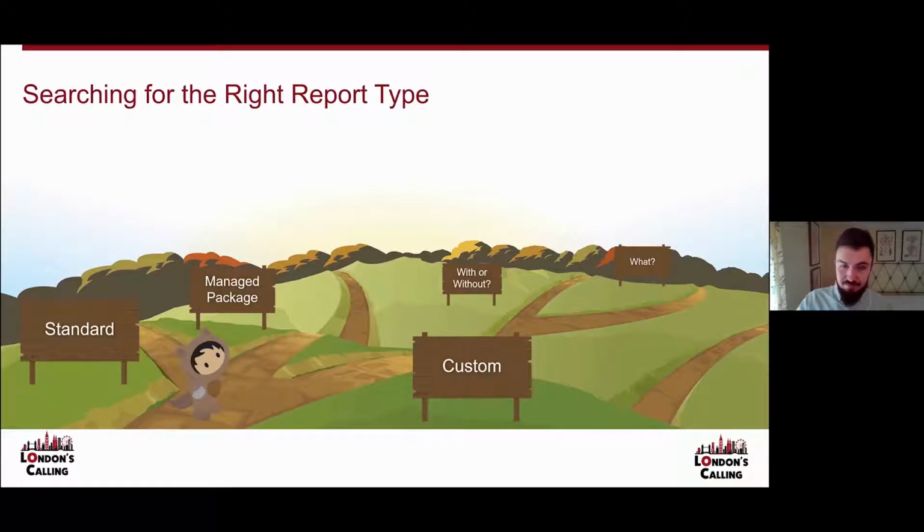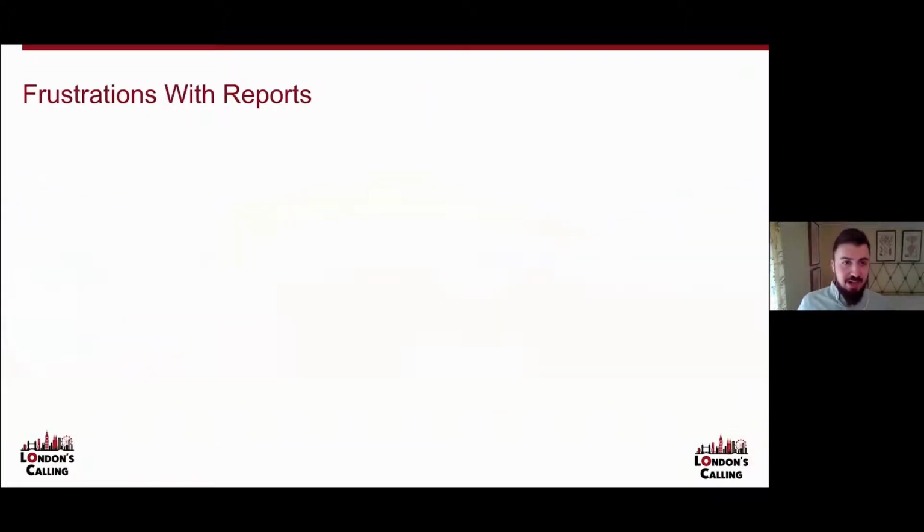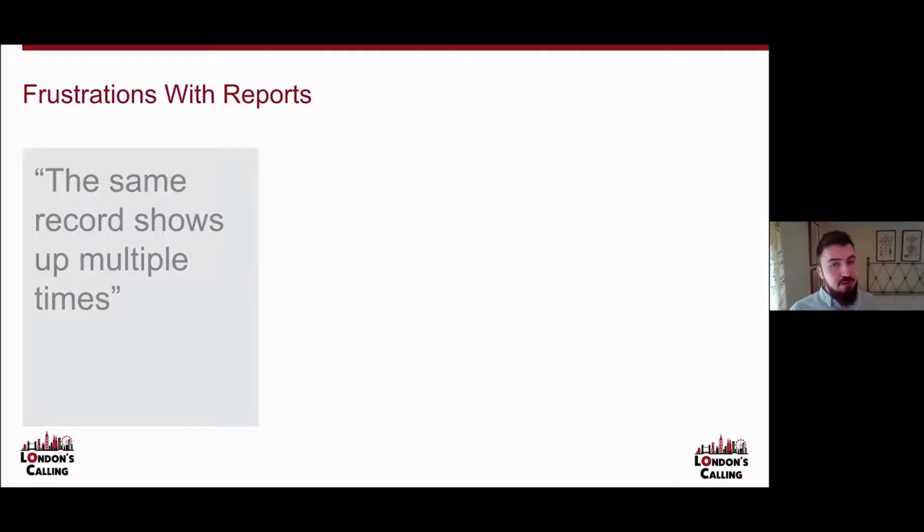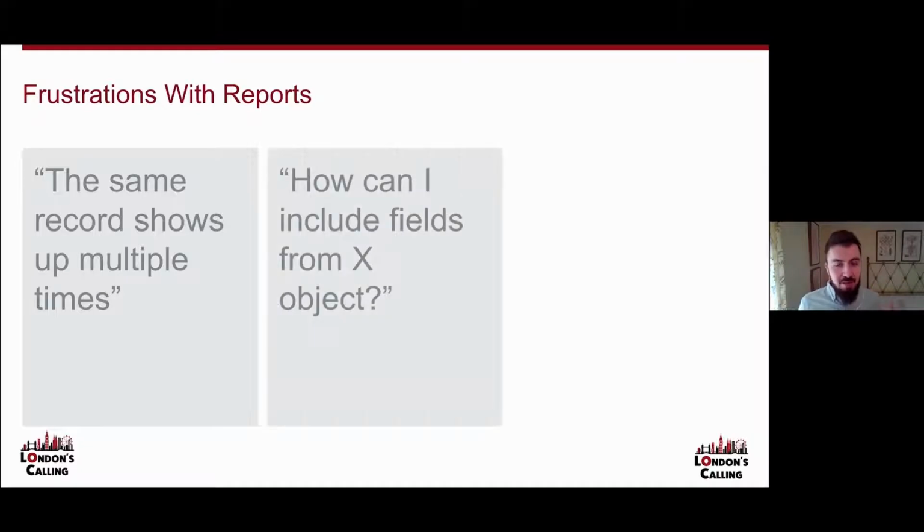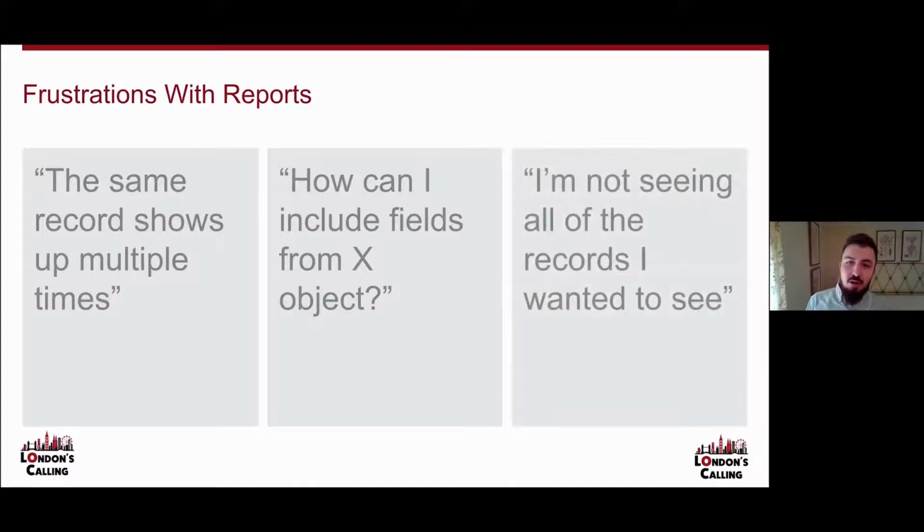You cross your fingers, hope for the best, and hopefully it's going to give you the data you need. But you'll quickly find that after you set up that report with the custom report type you selected, and you get all of your groupings just right, you have all the columns in, you have all the filters applied, and you click run and show that report to your users, they get frustrated because, hey, the same record is showing up multiple times. Or how can I include fields from this other object? I might have done a really good job of giving them data from two objects, but now they want data from a third object. Or worse yet, they tell you they're not seeing all of the records they wanted to see.